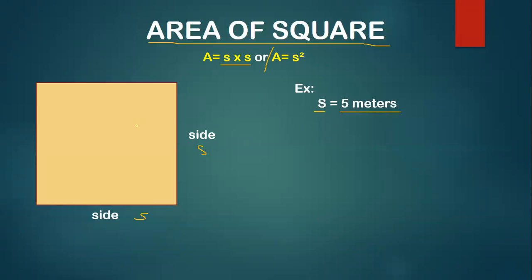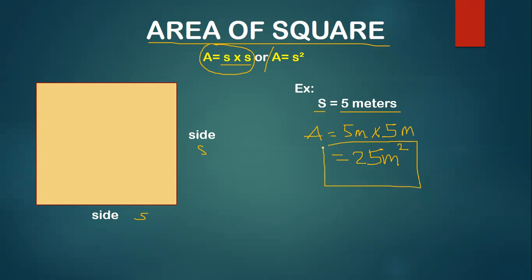To solve for the area of this square, ang gagamitin natin ay ang formula natin na ito. That is area is equals to side times side. Ang isang side ay 5 meters, multiplied by 5 meters pa rin. This is equal to 5 times 5, that is 25 meter squared. Take note, kapag ang pinag-uusapan natin ay area, lagi yung square units. So this is 25 square meters.